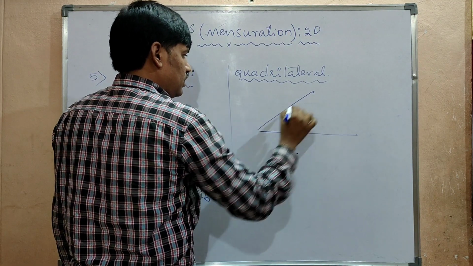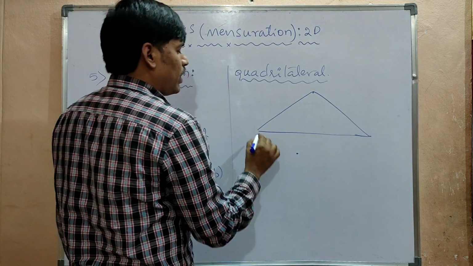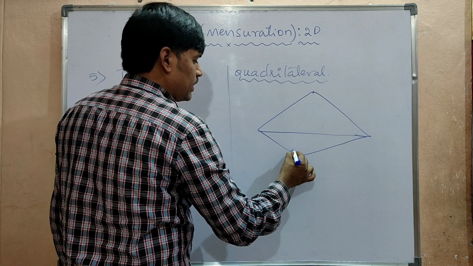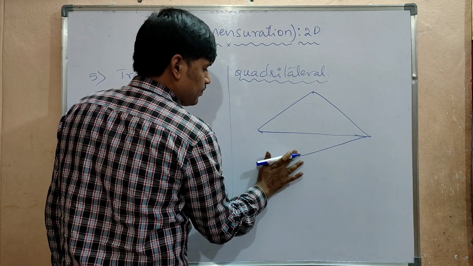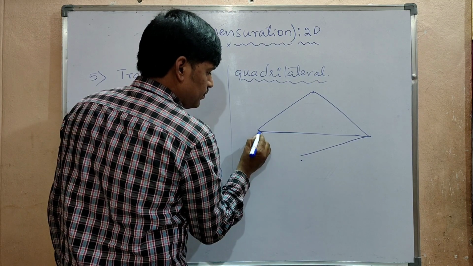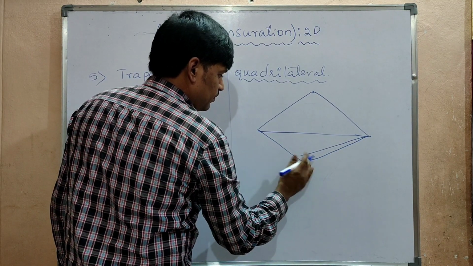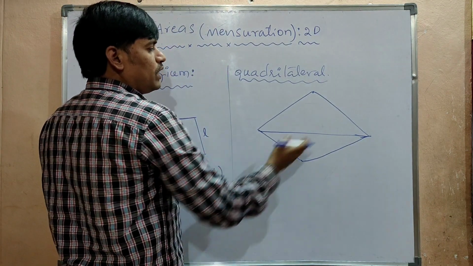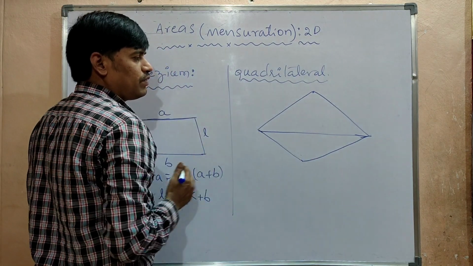Now these are the sides of the quadrilateral. Here it is a side of the quadrilateral. It is also a side of the quadrilateral. It is also a side, and it is also a side of the quadrilateral.